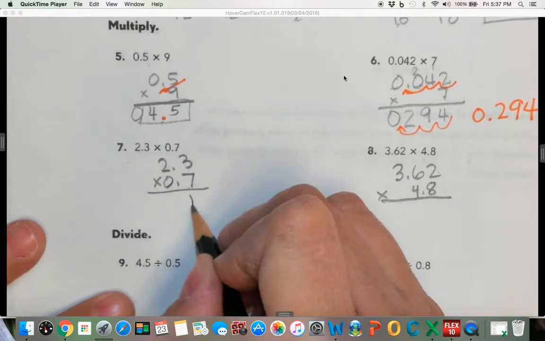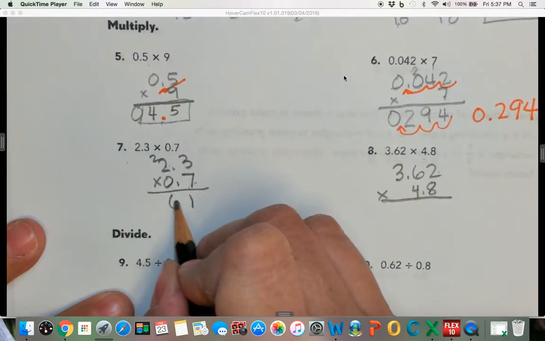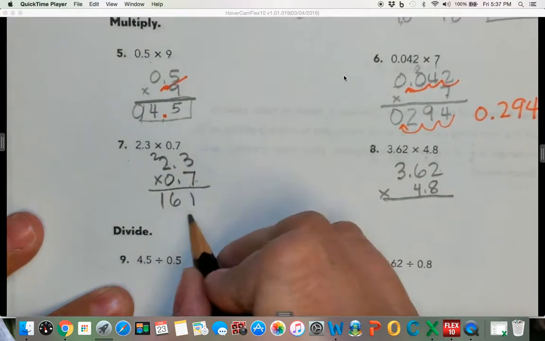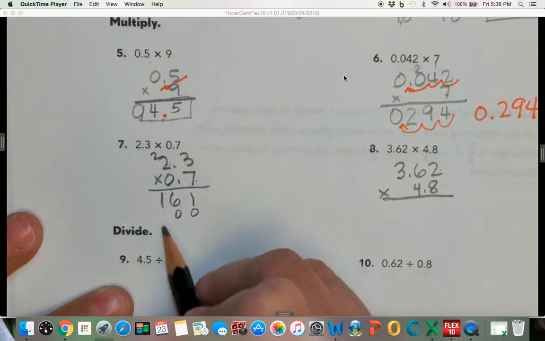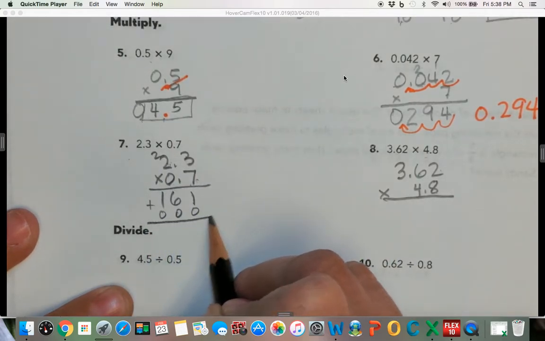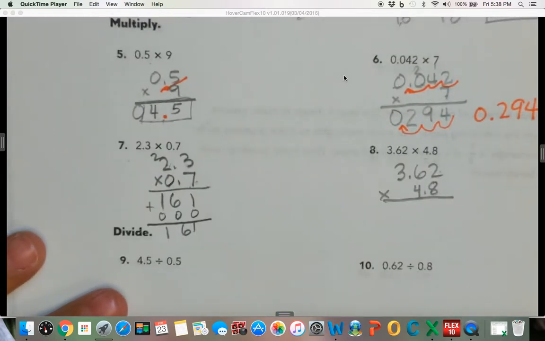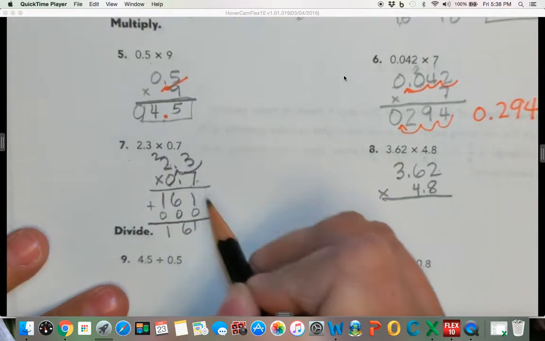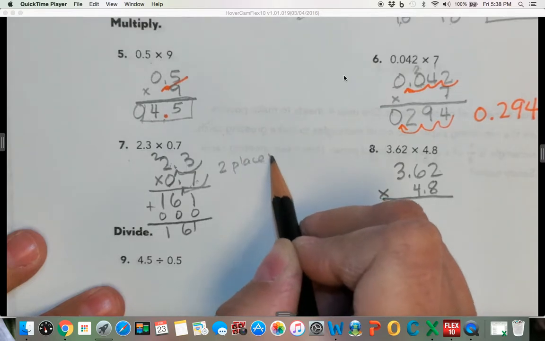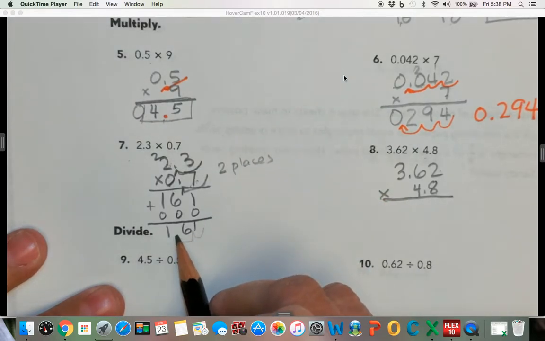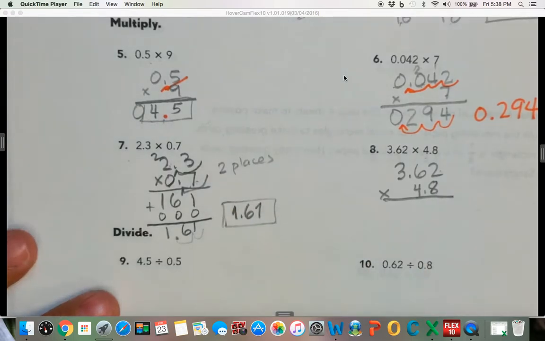Okay, back to number 7. 7 times 3 is 21. Carry the 2. 7 times 2 is 14. Plus 2 is 16. Placeholder. 0 times 3 is 0. 0 times 2 is 0. 161. Now I have to count my decimal places. 1 here, 1 here, for a total of 2 places. I go in 1, 2. 1.61 is my answer.